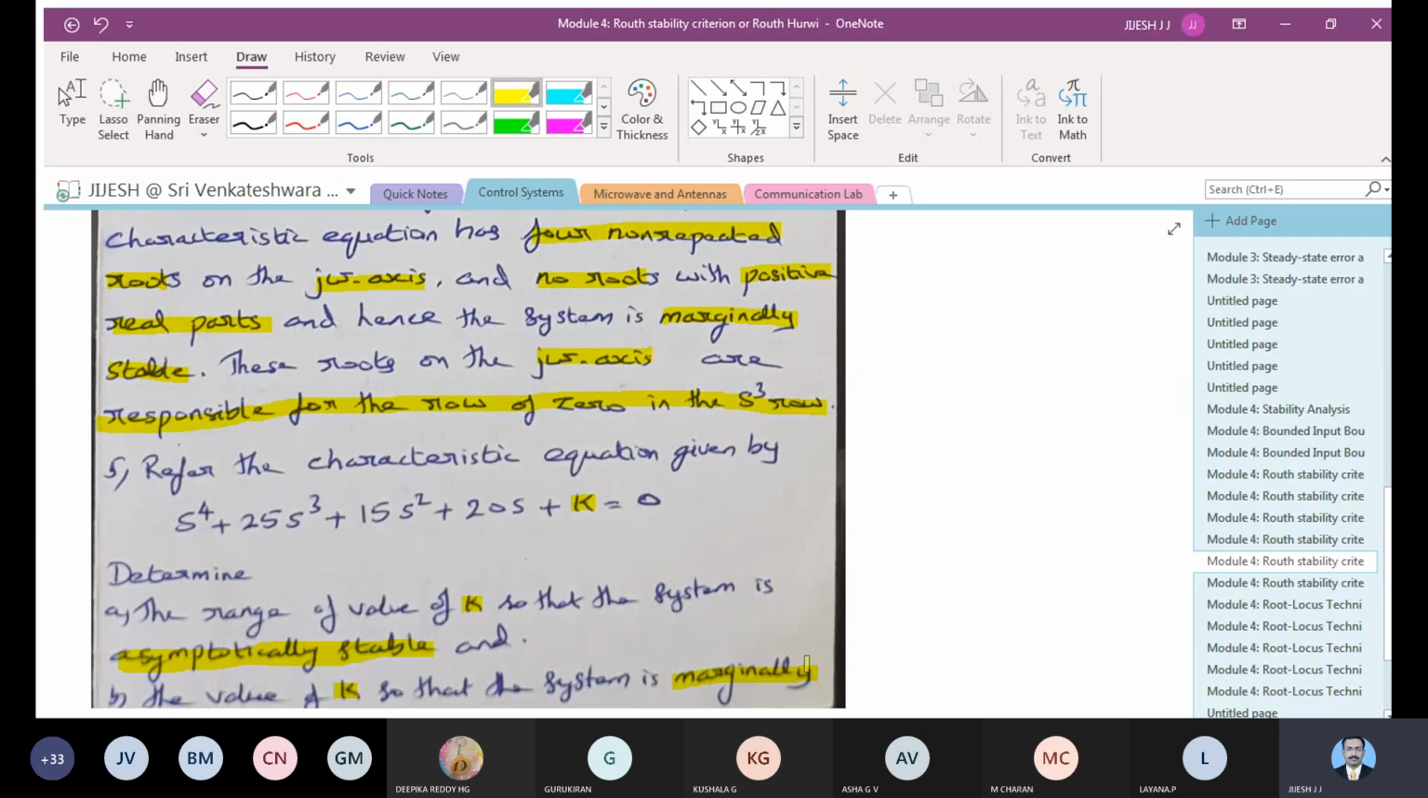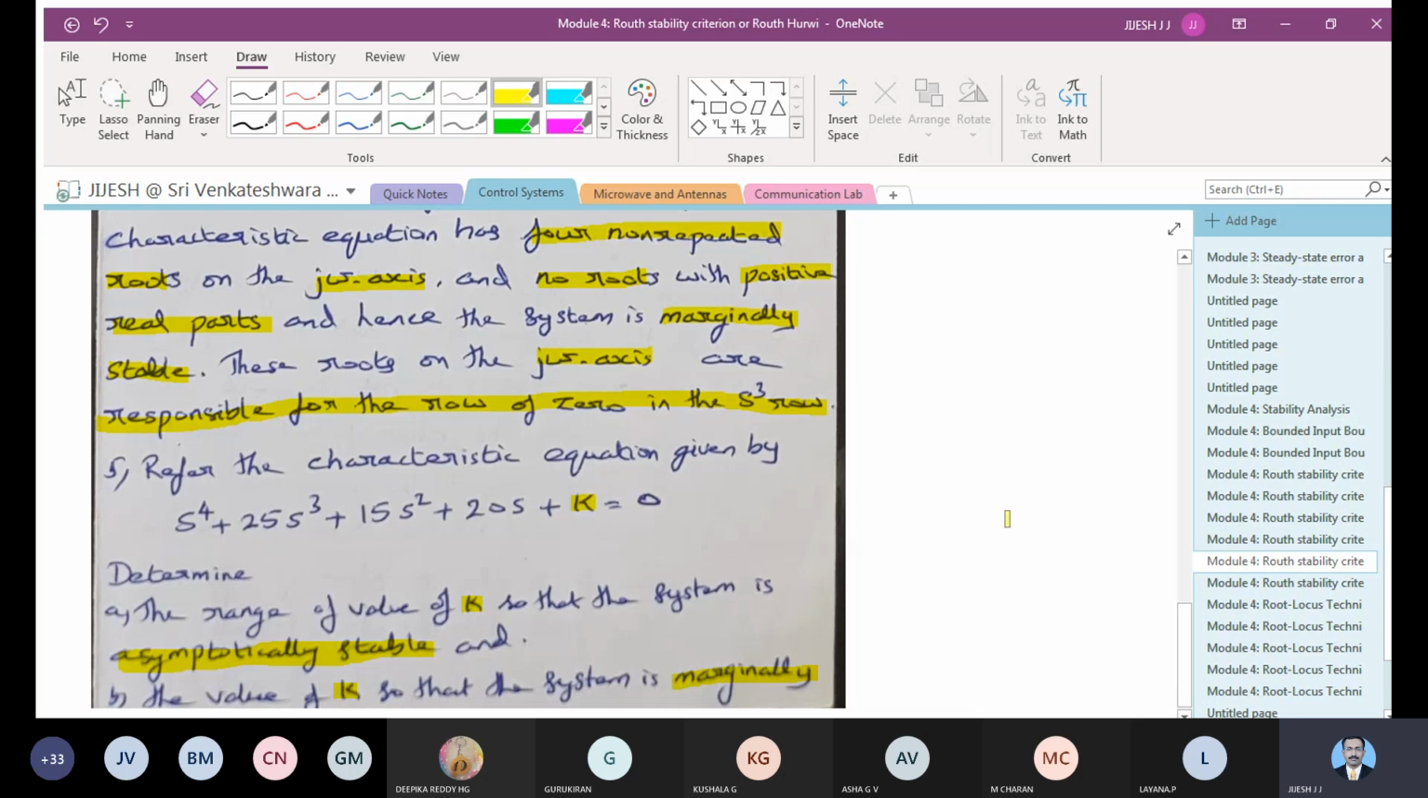For example, if k is greater than 100, you can say it will be a stable system. If k is less than 100, I'm saying as an example, it is an unstable system or marginally stable system. So you have to find the value of k for which the system is stable or marginally stable, and do the calculations accordingly.